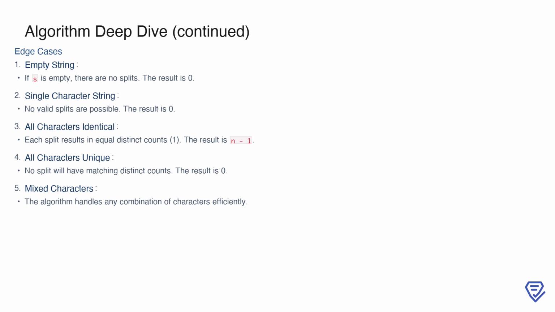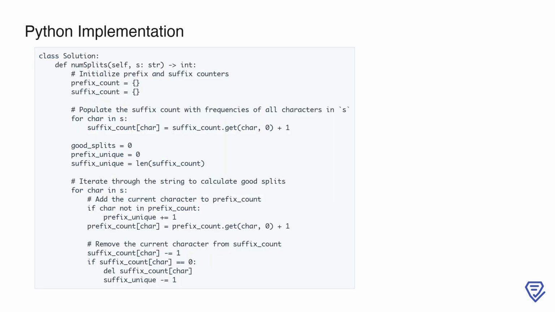Here, we start by defining the numSplits function, which takes a string s as input. To solve this problem, we use two dictionaries, prefix_count to track the frequency of characters in the prefix of the string, and suffix_count to track the frequency of characters in the suffix. First, we populate suffix_count with the frequencies of all characters in the string s. This gives us a complete picture of the character distribution before any splits.